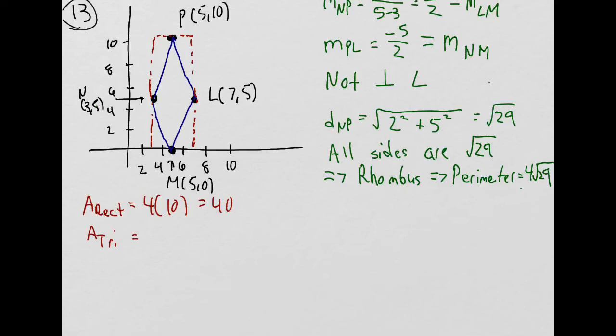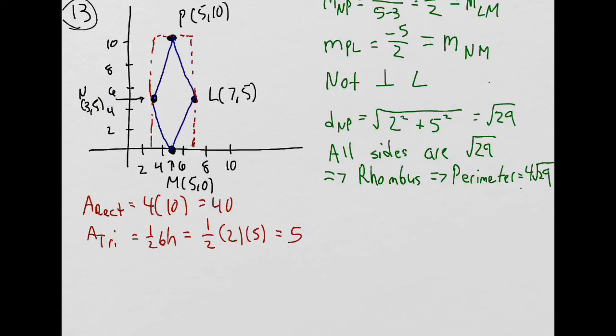Okay, so remember, 1/2 base times height. Let's look at this triangle here. What's this length right here for the base? Going from 3 to 5, so it's going to be 1/2 times 2, times, what's the height? We're going from 0 up to 5. It's a 5, which is 5.